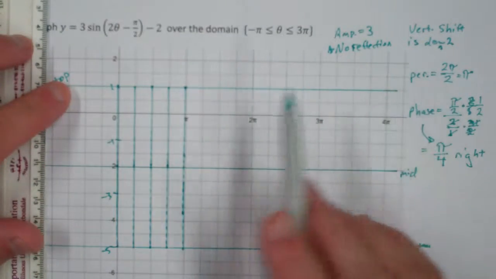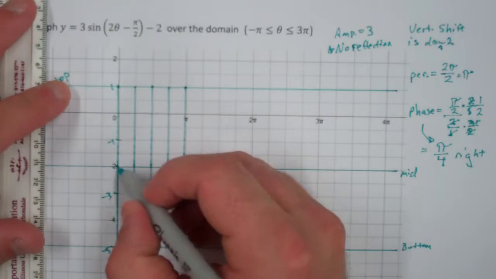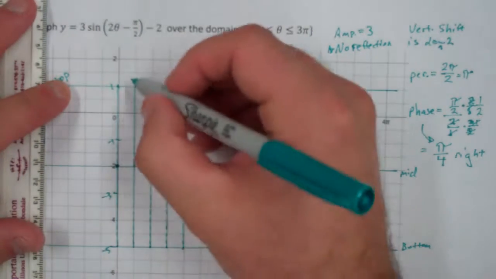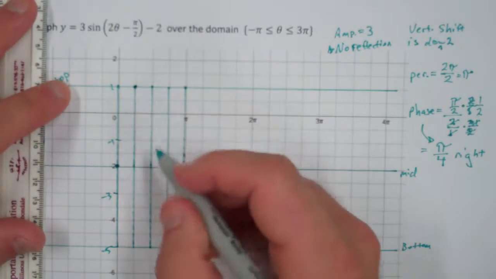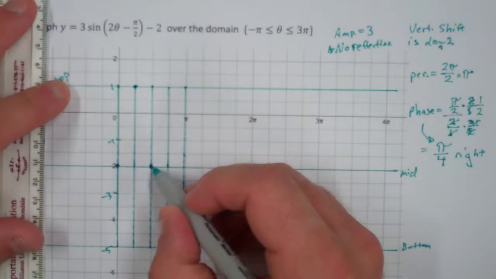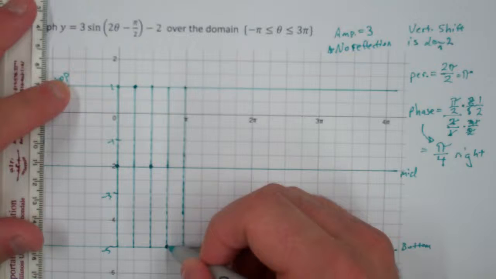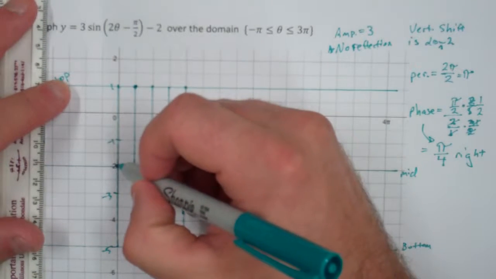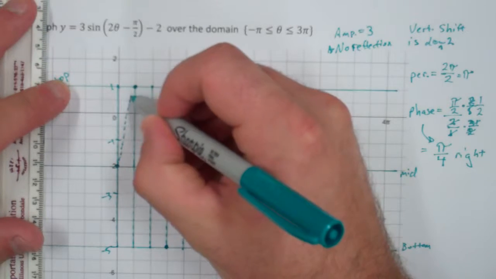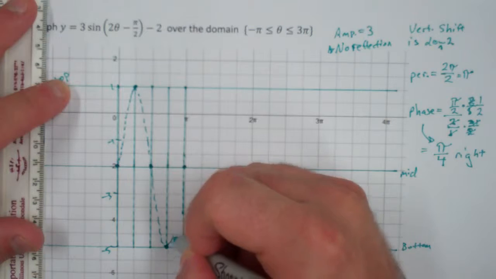phase shift. So right now we've got a sine curve. The sine curve would start at the midline, go up, there's no reflection, and at the first quarter it's going to hit the top line. Then halfway through the period it's going to come back down and hit the midline, then come down at the third quarter, and then come back up. So if you drew a helper graph, here is what your helper graph would look like.